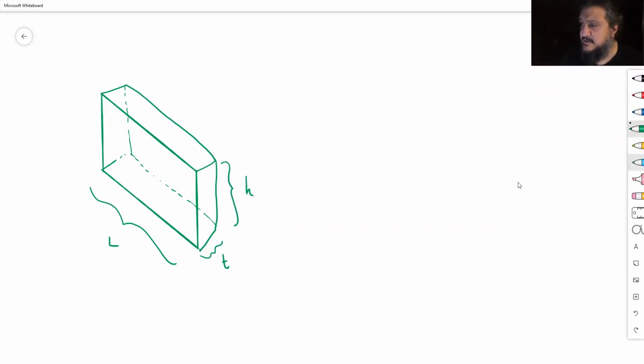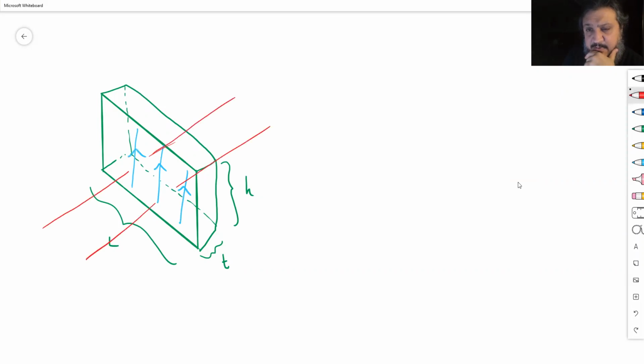And let's say we have a current that goes through this conductor. Okay, somehow we have a current. And we're going to apply a magnetic field now through this. Let's say the magnetic field is from left to right, if you will, like this. It's perpendicular to the plate.